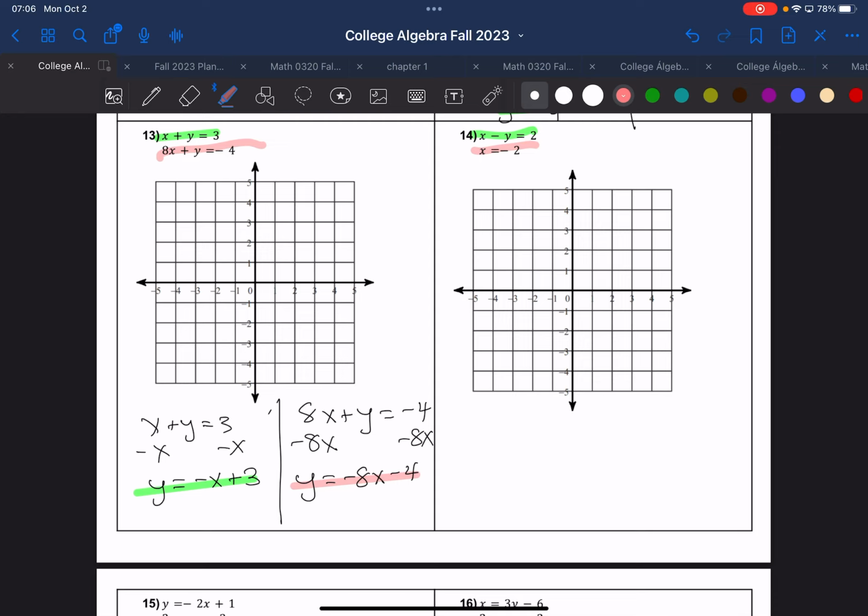So now that we have them both in that y equals mx plus b form, we're going to go ahead and graph. From the first equation, what is our y-intercept? 0, 3. Good. So I'm going to plot that point. And my slope is telling me to do what? Down 1 over 1, because of that negative in front of the x. So down 1, right 1. And I'm just going to keep doing that down the graph.